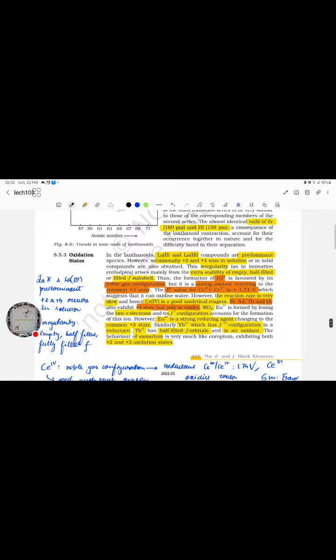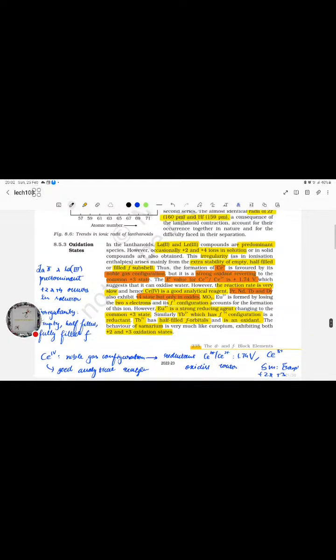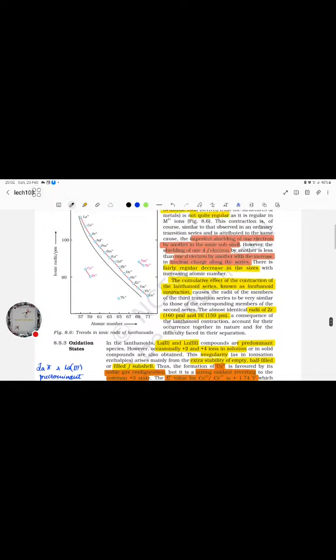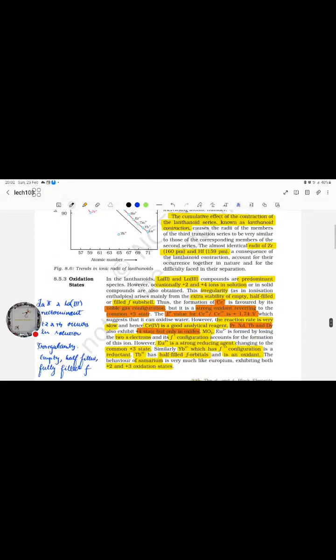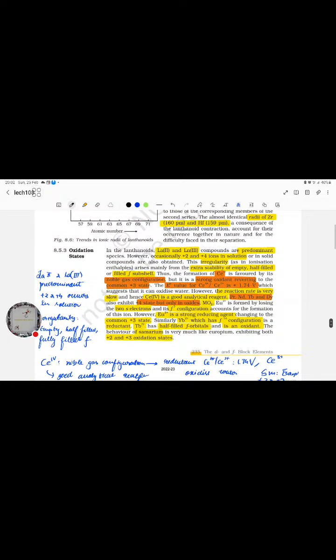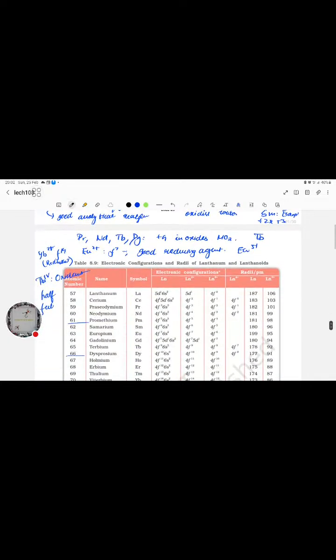So, trends in ionic radii of lanthanides. As you can see, the trend is very regular in the case of tripositive ions. Moving on to oxidation states: in the lanthanides, Ln2 and Ln3 compounds are predominant species. However, occasionally +2 and +4 ions in solution or in solid compounds are also obtained. Now we are talking about oxidation states.